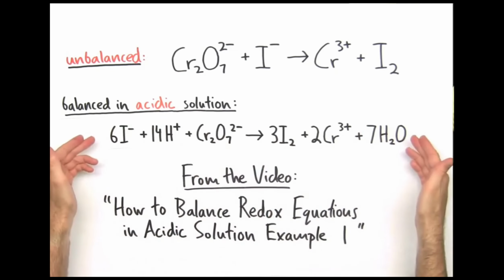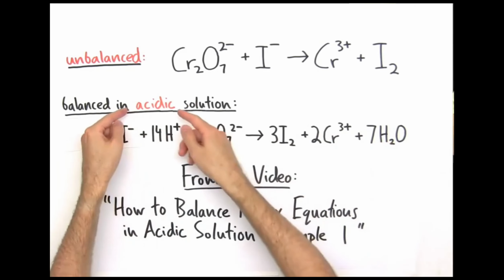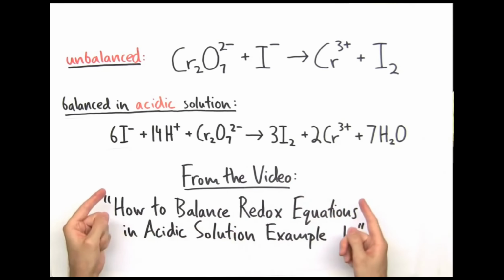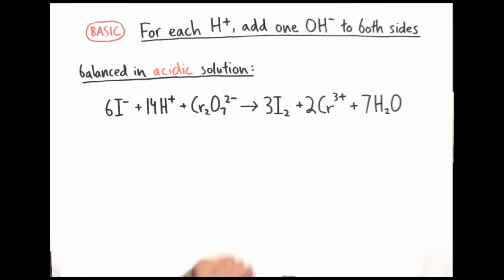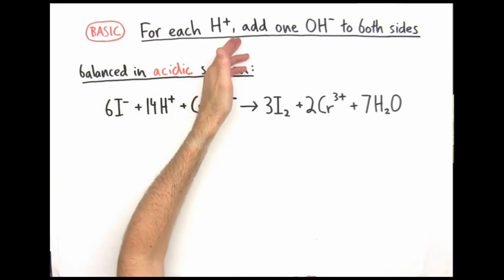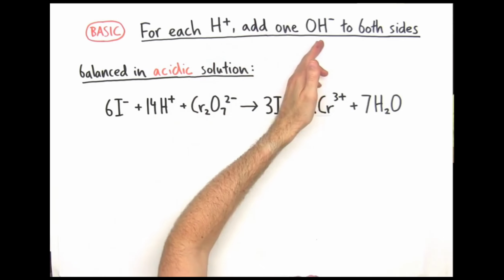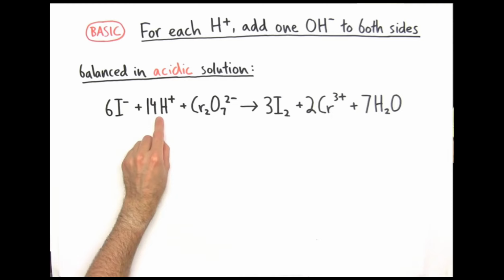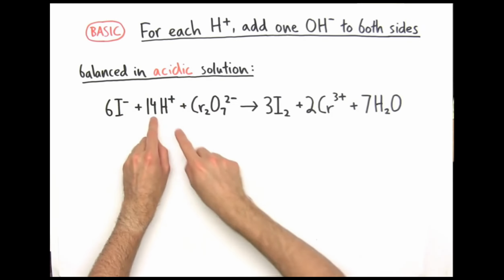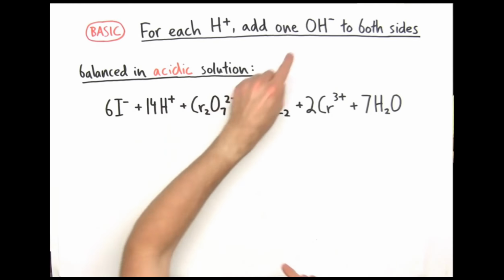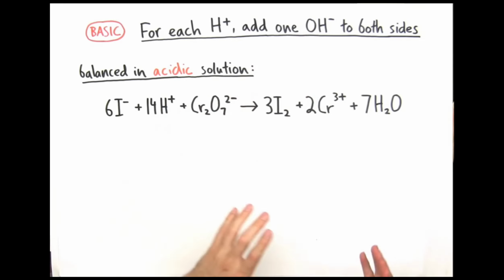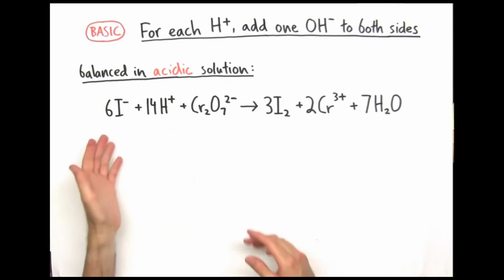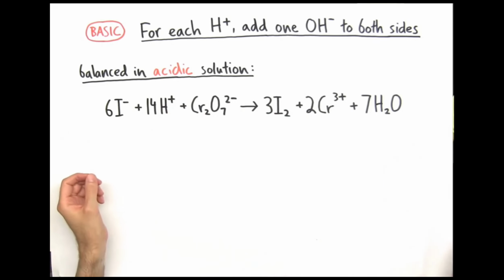Now, what I want to do is take the equation that's currently balanced in acidic solution and see how we can make some changes to balance it in basic solution. Here's the first step. For each H+, add one OH- to both sides. It's these H+ that are making this equation acidic. And so adding OH- is the first step to getting rid of these H+ and making the solution basic.